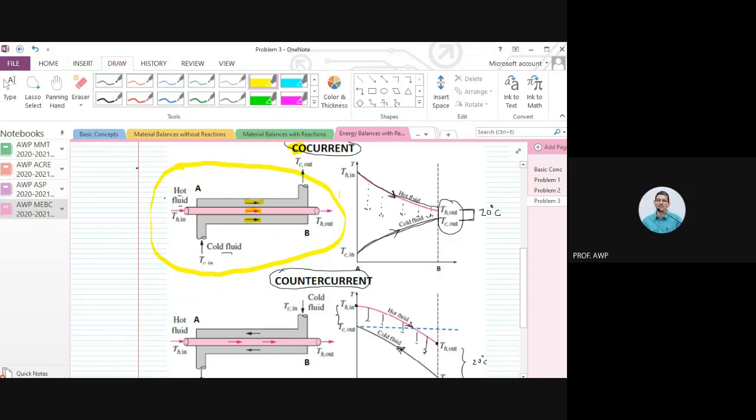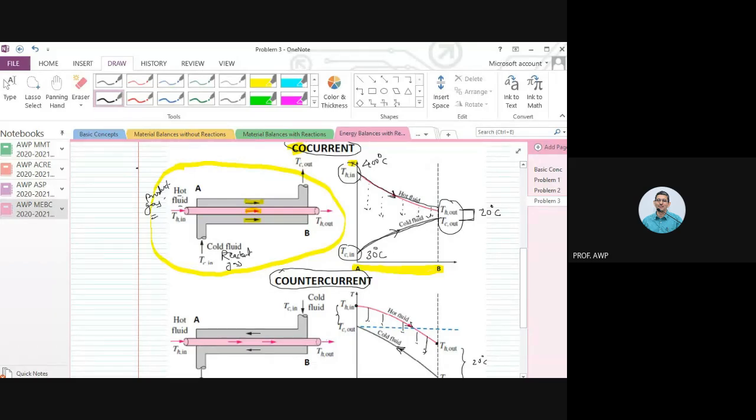Now co-current, if you plot temperature on y-axis versus distance between A and B, or versus length from A to B, this maybe is at 400 degrees centigrade. This is maybe at 30 degrees centigrade. Cold fluid inlet. What is the cold fluid inlet? Is a reactant gas. And what is the hot fluid? Is a product gas.